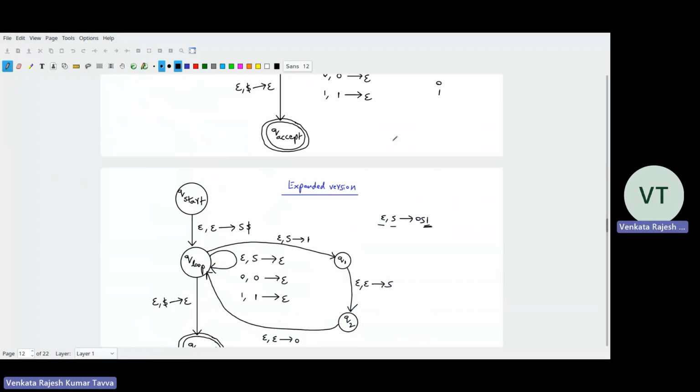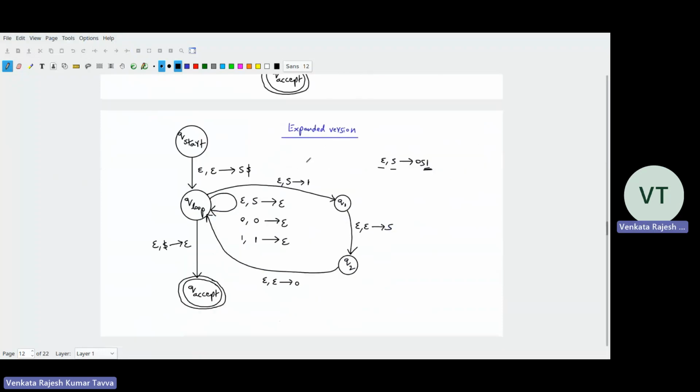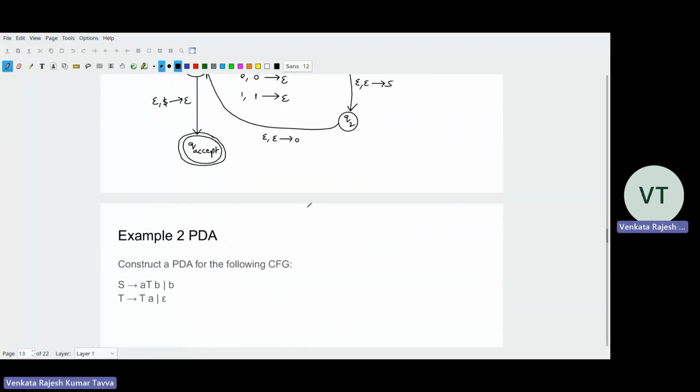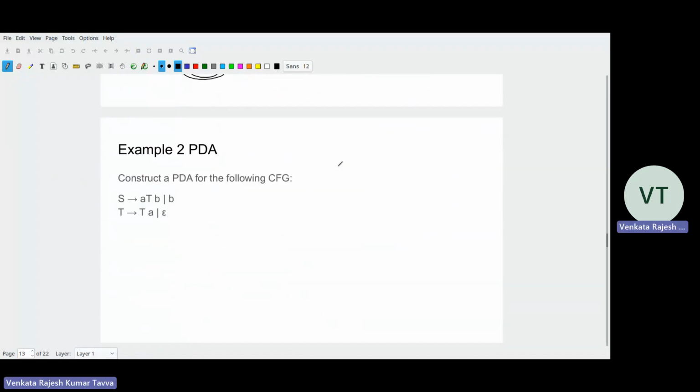So what are we actually doing? First, we are popping an S, pushing a 1. Then we are pushing S, then we are pushing 0. For S goes to 0S1, you're pushing 3 symbols, but you never push 3 symbols at a time. You push 1 symbol at a time. In the first step, you're popping something and pushing the first symbol. In the second and third steps and all the remaining steps, you push the remaining symbols. Now you try another example. So try to build a PDA for this CFG.